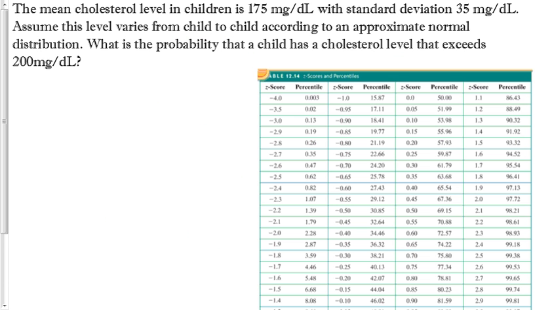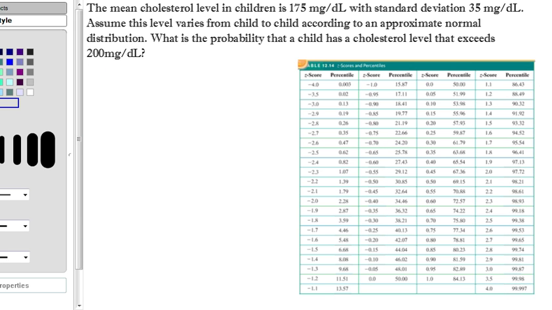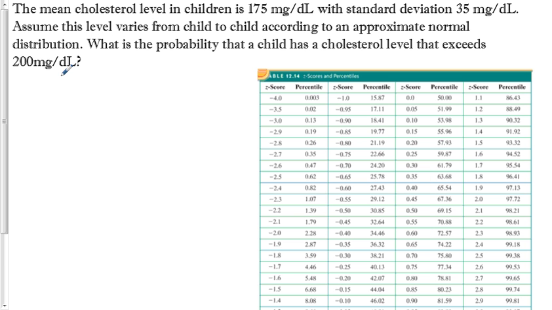Next up, let's calculate a Z-score problem. Essentially, we're using what we know about the normal distribution in order to calculate the likelihood of its occurrence. So with this problem here, the mean cholesterol level in children is 175 with a standard deviation of 35. Assume this level varies from child to child according to an approximate normal distribution. What is the probability that a child has a cholesterol level that exceeds 200 milligrams?